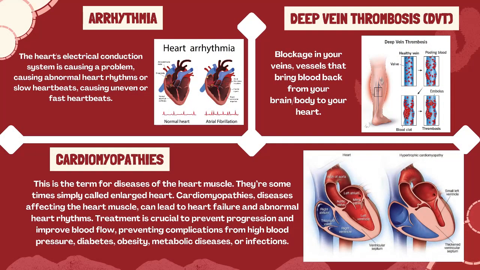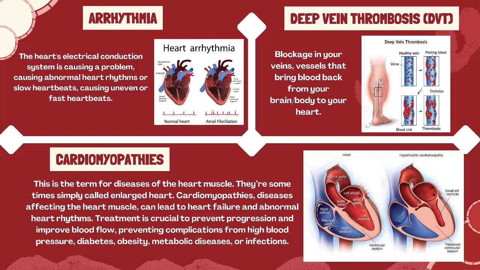arrhythmia. Arrhythmia, or irregular heartbeat, is a problem with the rate or rhythm of your heartbeat. Your heart may beat too quickly, too slowly, or with an irregular rhythm. It is normal for your heart rate to speed up during physical activity and to slow down while resting or sleeping. In simple words, arrhythmia is a problem with the heart's electrical conduction system, causing abnormal heart rhythms, slow heartbeats, or uneven or fast heartbeat.